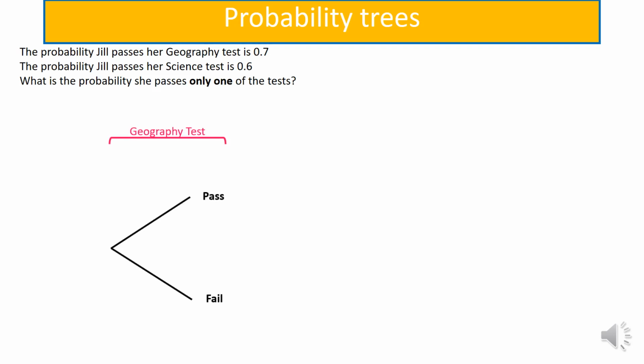So the first result is for the geography test. You see that the probability that Jill passes her geography test is 0.7. So if the probability that she passes the test is 0.7, the probability that she fails must be 0.3, because remember that two results need to add up to 1.